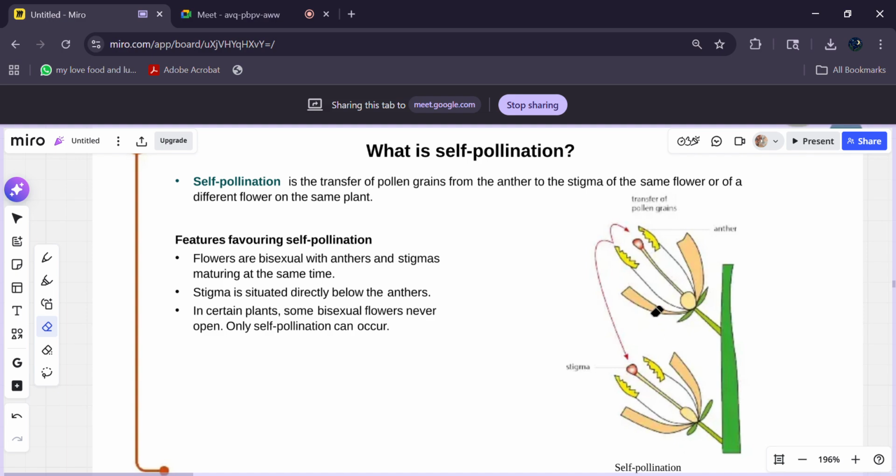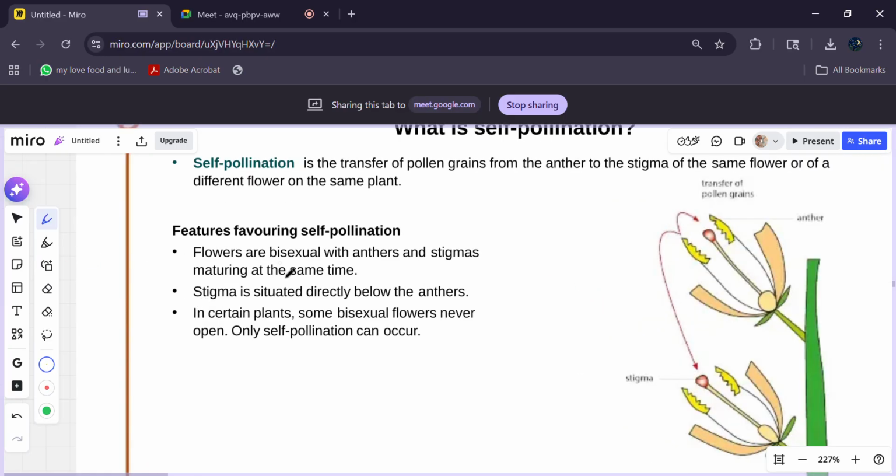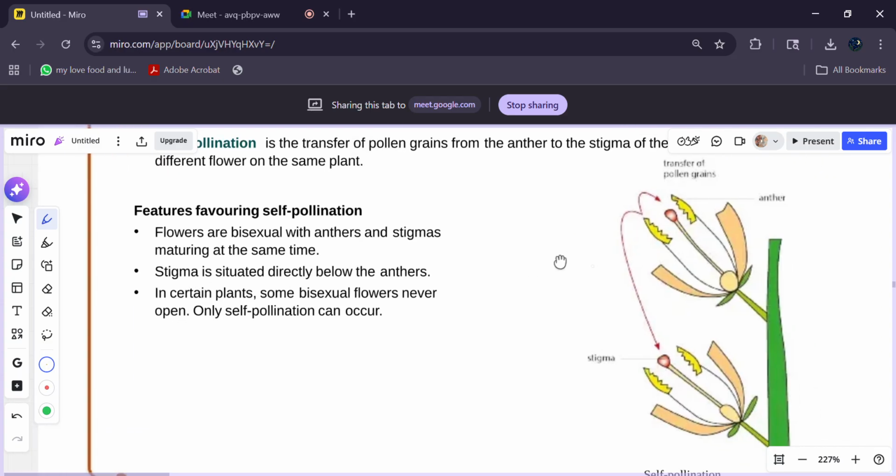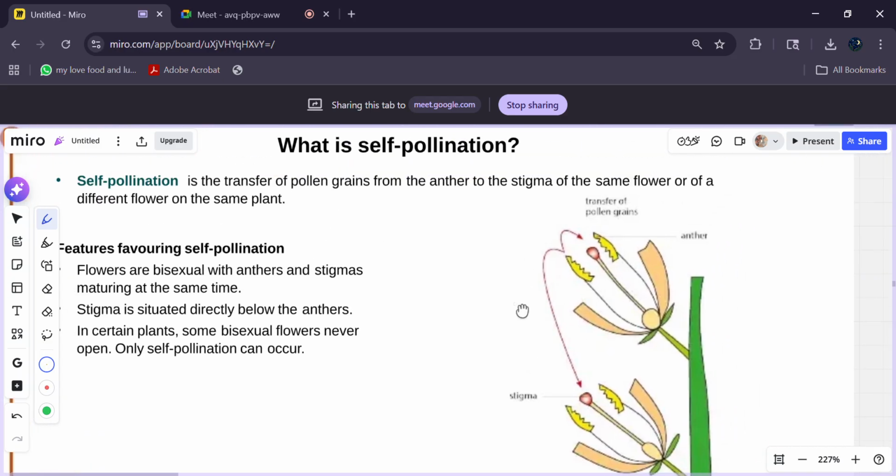So, features favoring self-pollination. Flowers are bisexual with anthers and stigmas maturing at the same time. The stigma is situated directly below the anthers. The flowers are on the same plant. And in certain plants, some bisexual flowers never open, and only self-pollination can occur.